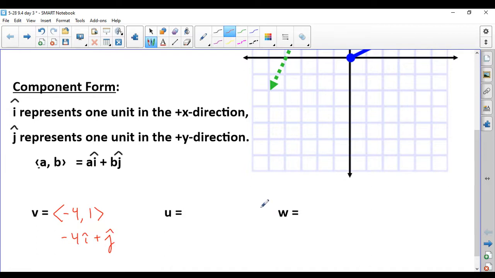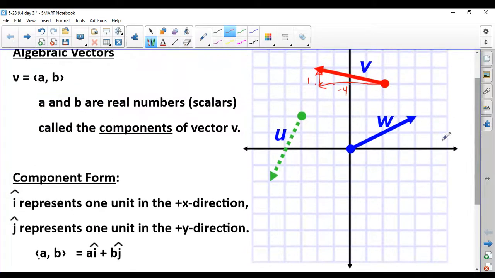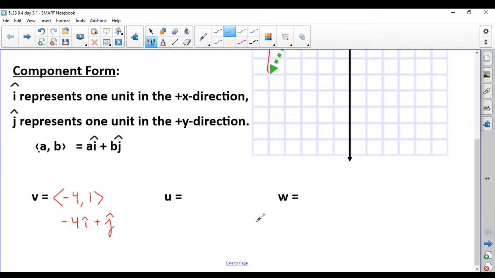If I look at u, again, start at the beginning, look at the x direction first. u goes 1, 2 to the left, and then it goes 1, 2, 3, 4 down. So my x component is -2, and my y component is -4. In other words, I could also write this as -2 i hat minus 4 j hat.